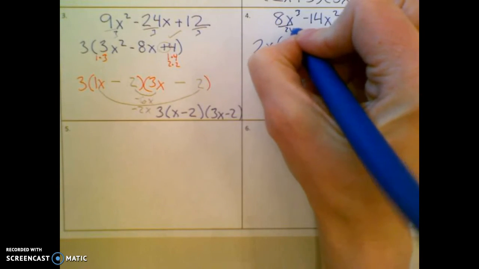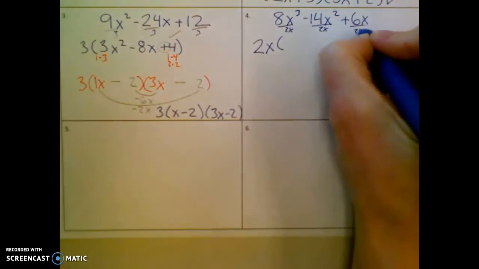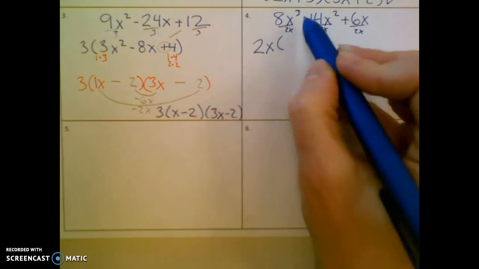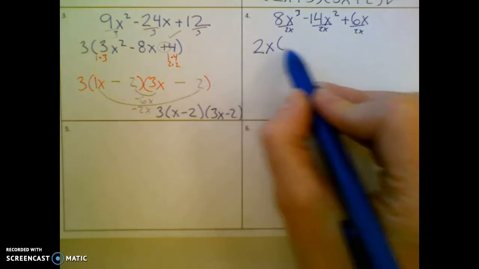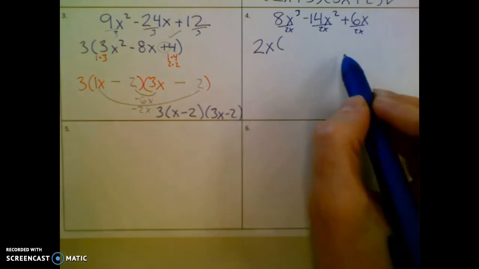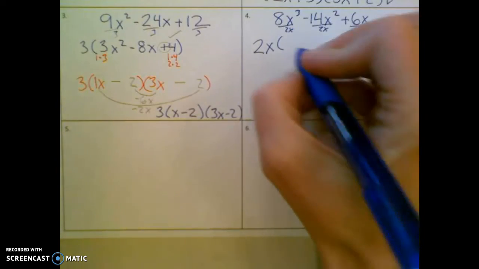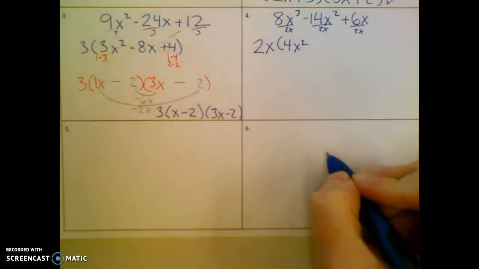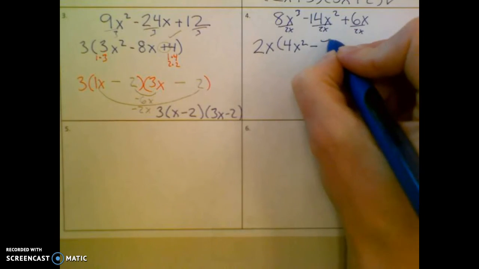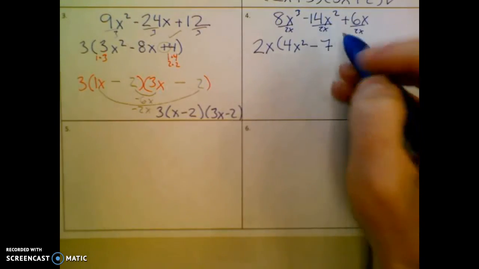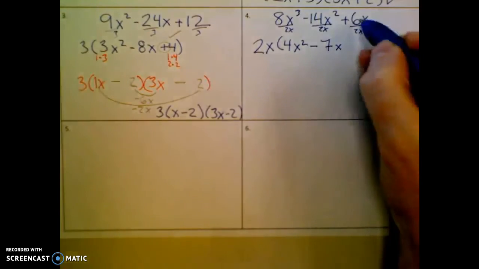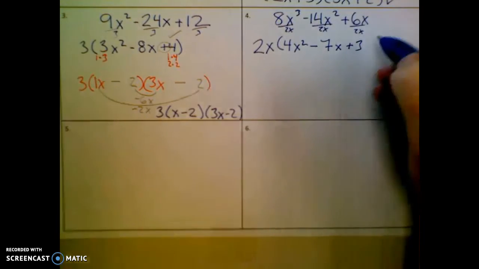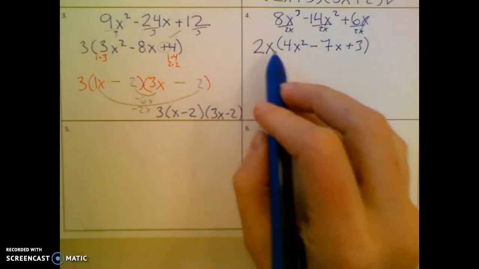I like to divide my terms by 2x, 2x. And actually, do not skip this step. You have to know what's inside here in order to do the rest of the factoring. So 8 divided by 2 is a 4. 3x's take away 1 is x squared. Minus 14 divided by 2 is 7. 2x's take away 1 is just 1x. 6 divided by 2 is a positive 3, and the x's cancel. So now I have this.